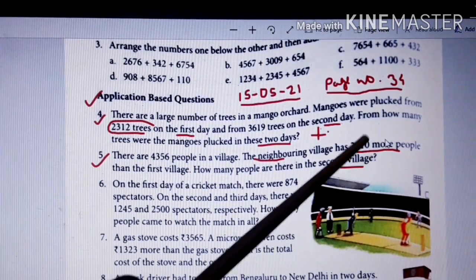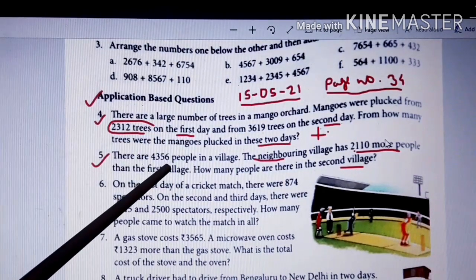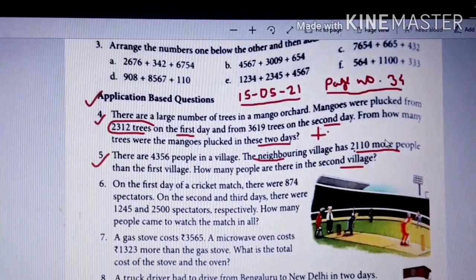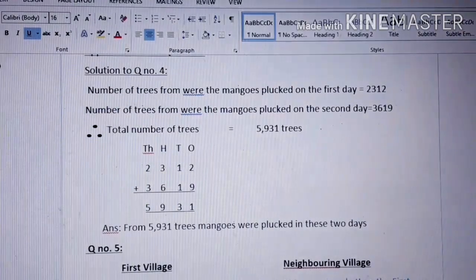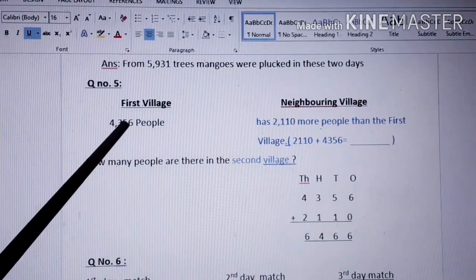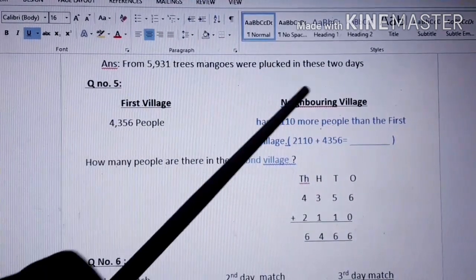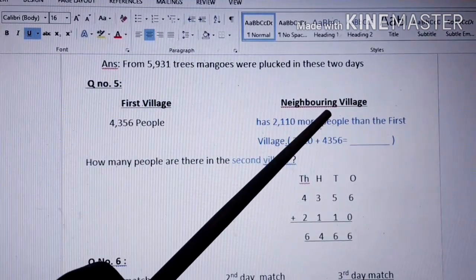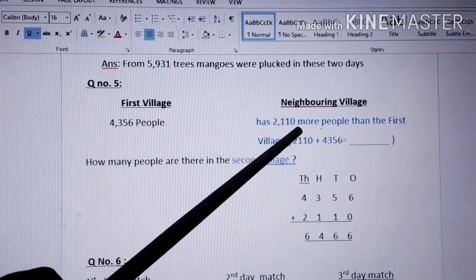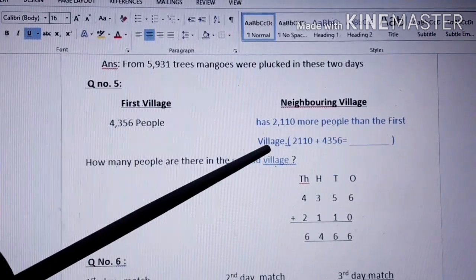2,110 plus 4,336. 4,356 people. Okay, so you will get the answer. Let's check how to do it. You see here, the first village has 4,356 people, whereas the second village, or you can say the neighboring village, has 2,110 more people than the first village.